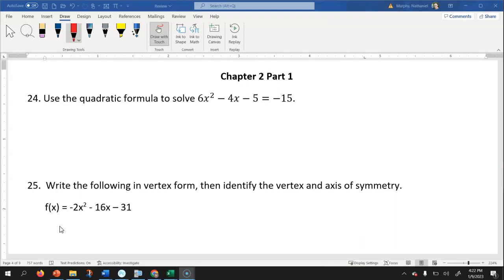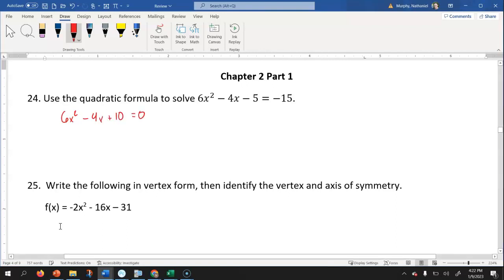So for number 24, we're going to use the quadratic formula to solve this equation. Remember, when you go to solve an equation using the quadratic formula, you must always have it equal to 0. So we're going to start by adding 15 to both sides. All right, so now we have this equal to 0. So now we can use the quadratic formula.